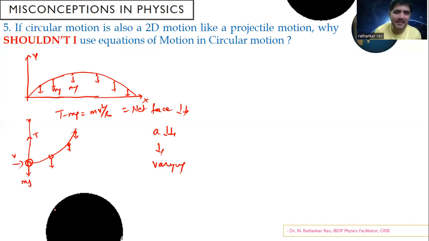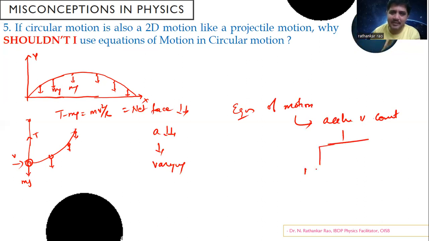You cannot use. The reason is that equations of motion should be used under what condition? When the acceleration is constant. What do you mean by acceleration is constant? Which means its magnitude and the direction both are constant. Now here you see the magnitude is always equal to 9.8 and the direction is always downwards, whether the particle is here, wherever it is.